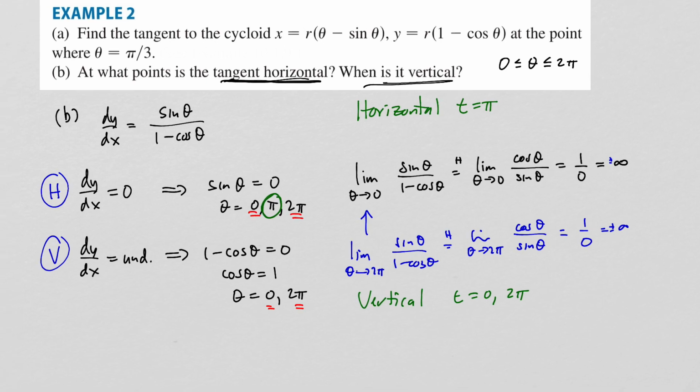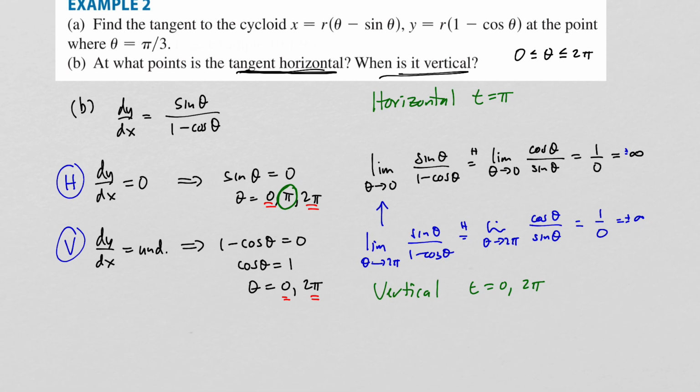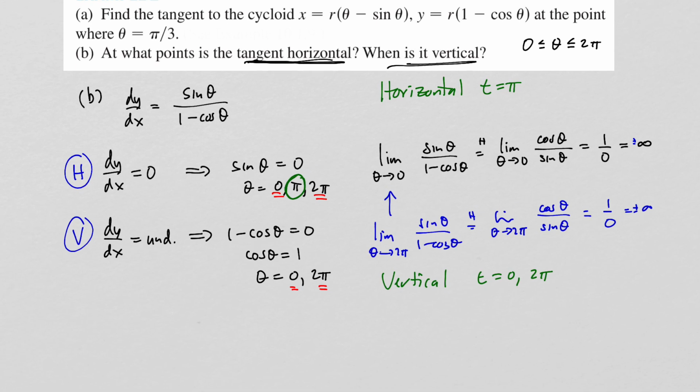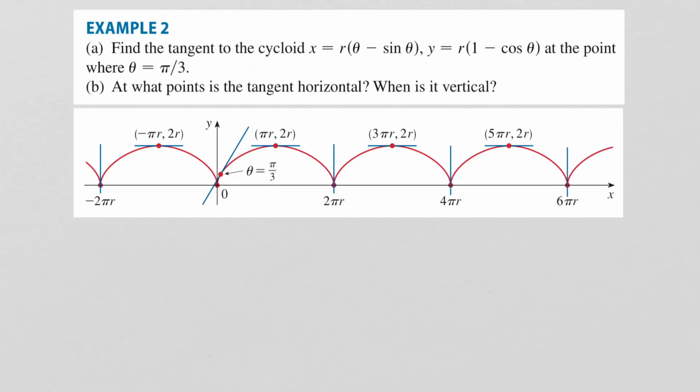Okay, so what points are those going to be on the curve? Well, all you have to do is plug in theta equals 0, 2 pi, and pi into your original equations to get the points on the curve, and we'll go ahead and take a look at the graph. So first, let's just look when theta equals pi over 3, which is right about here. You can see that we had that tangent line there, and you can also see that we have a horizontal tangent when theta equals pi.